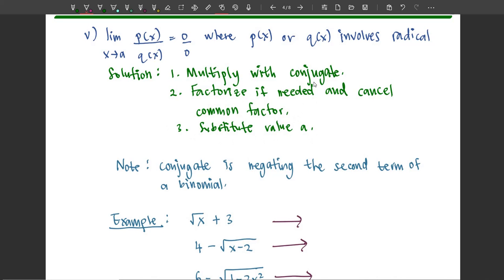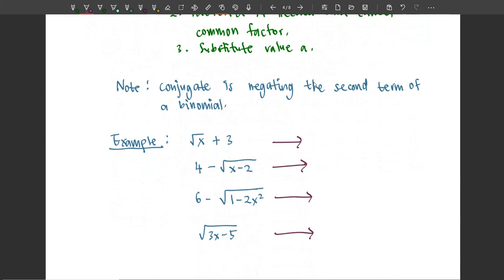And next, what is a conjugate? Conjugate is negating the second term of a binomial. Binomial means we just have two terms in an equation. For example, this one is the first term and this is the second term. So does this one: 4 is the first term and root of x minus 2 is the second term.